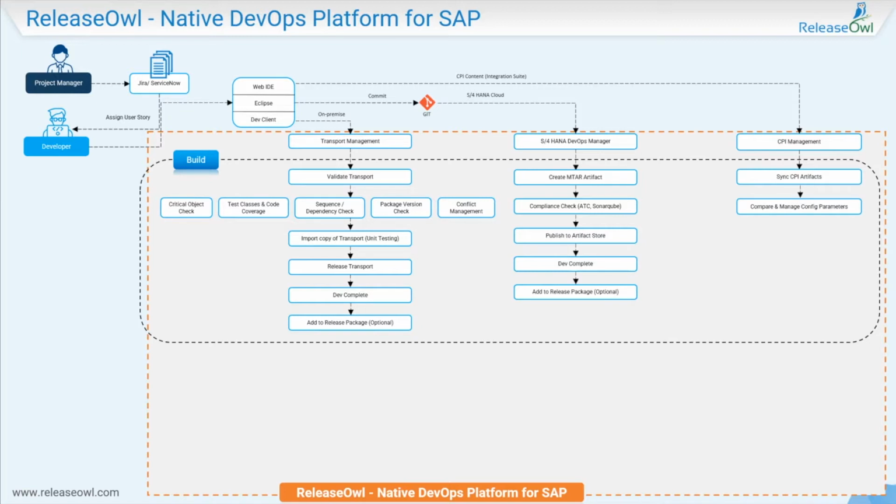ReleaseOwl also includes a backup and rollback feature, which enables us to download and/or view a package, for example, compare different versions, and to restore a previous version if need be. I will talk about this in some more detail in a moment.